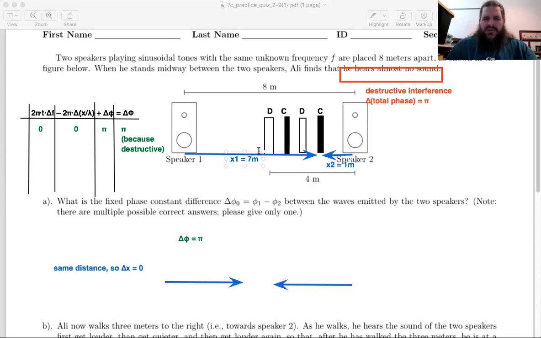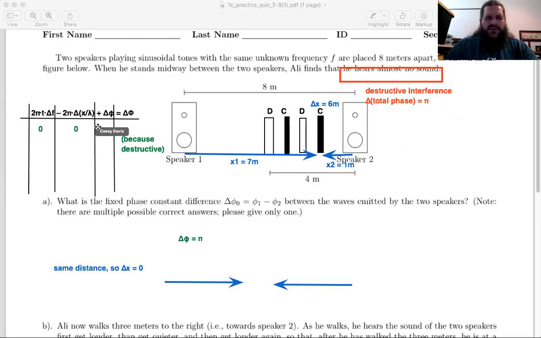So we at least know at this last constructive zone where he stops walking, he's 1 meter from speaker 2, 7 meters from speaker 1. So what would delta X be there? Yeah, 6 meters of difference at this one location. So we know that at that location, delta X is 6 meters. And let's see if we can fill in the rest of the chart.